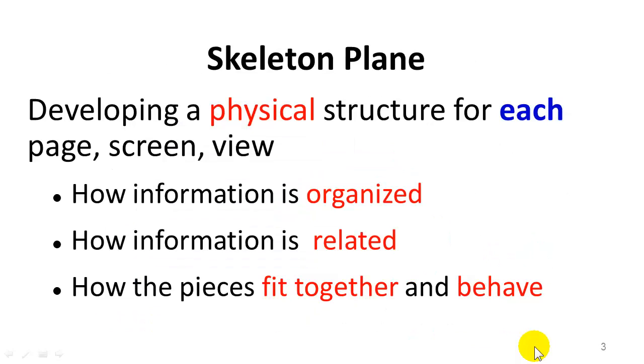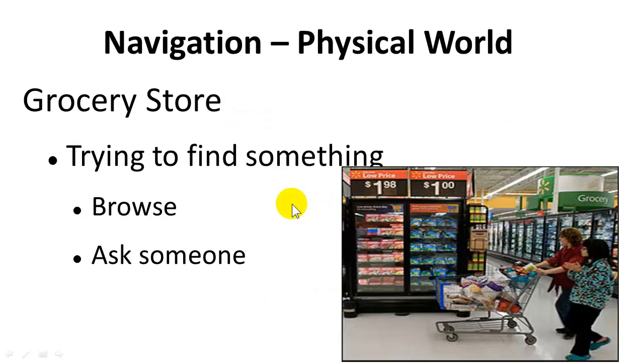So at the skeleton plane, we will develop a physical structure for each page, screen, view, etc. We're looking at how the information is organized, how everything is related, and how all the pieces fit together and behave. In the physical world, we have navigation. For example, when you go into a grocery store, you're usually trying to find something, especially if it's the first time. You could browse, you could ask someone, you could also look around for cues. So we have navigation cues in the physical world.